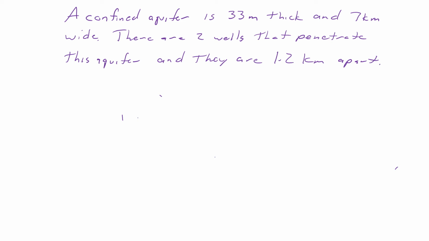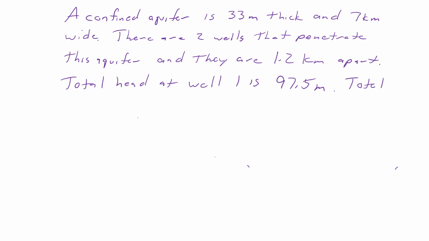Okay? Let's give you some data. The total head value at the first well is 97.5 meters. Total head value at well 2, which is 1.2 kilometers away, is 89 meters.